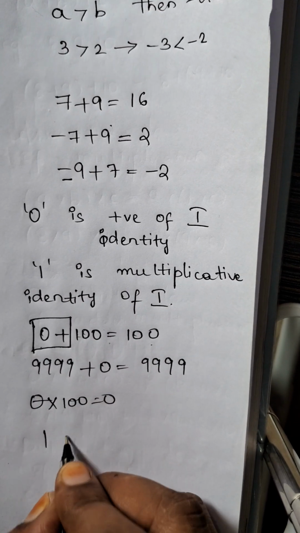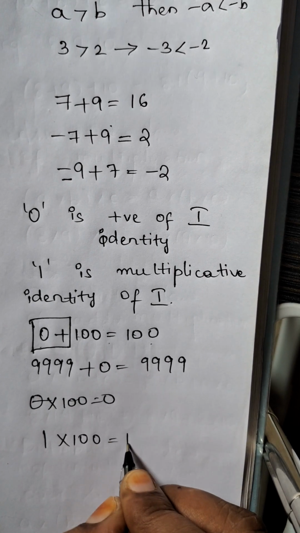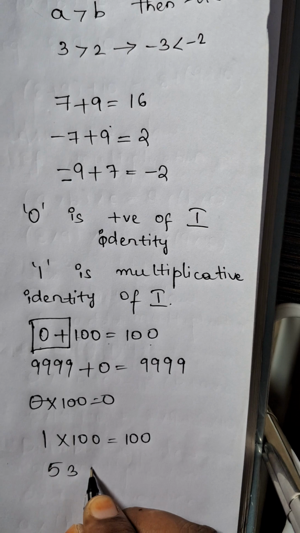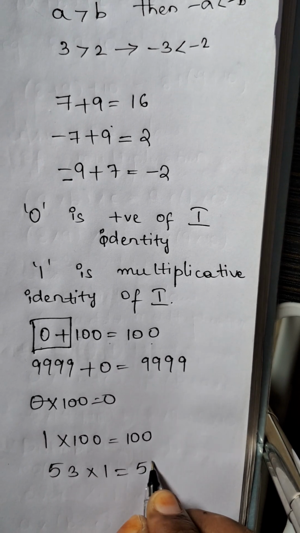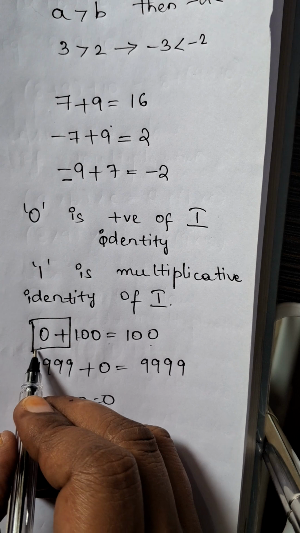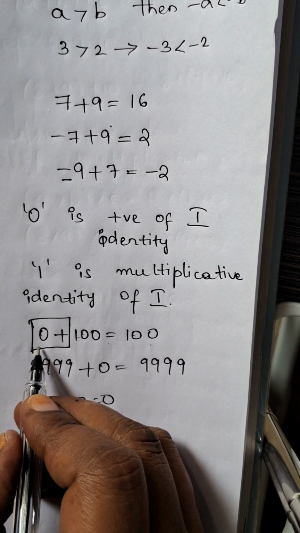1 is the multiplicative identity, because 1 into 100 will be 100. Suppose it is any number, 53 into 1 will be 53. So 1 is the multiplicative identity of integers and 0 is the additive identity of integers.